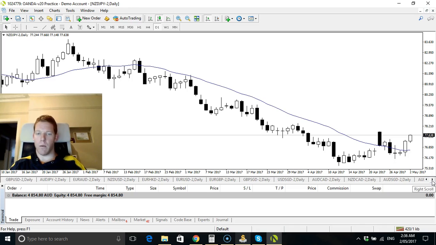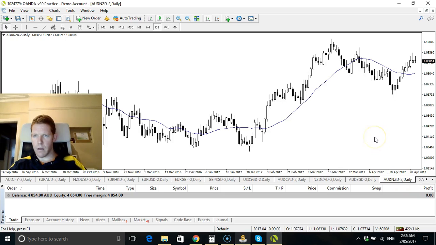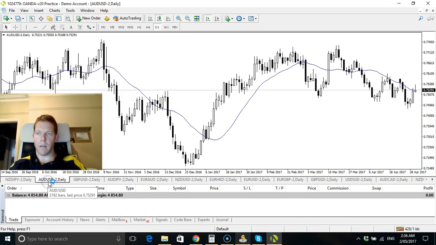So that would be what I would say. We're looking for Kiwi weakness. Let's just see how it's looking against the Aussie dollar. I haven't actually checked the Aussie dollar. Okay, so it's really an indecisive sort of situation right there. It's a Tuesday. What's going on? Price action doesn't know what it wants to do.